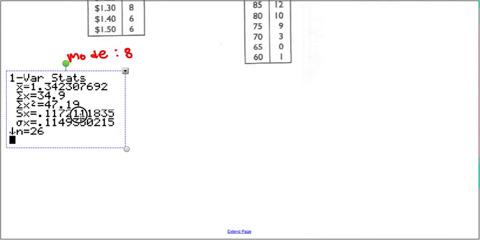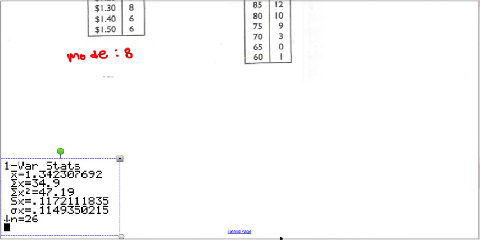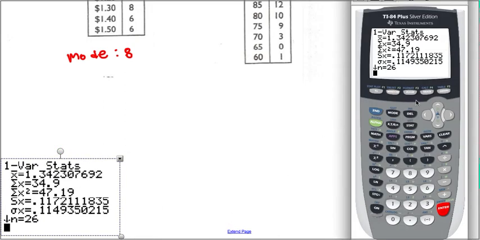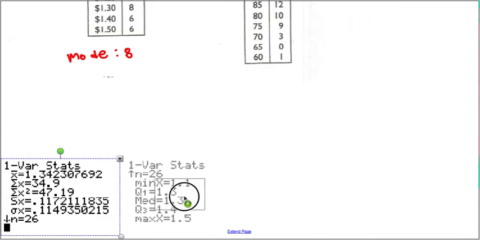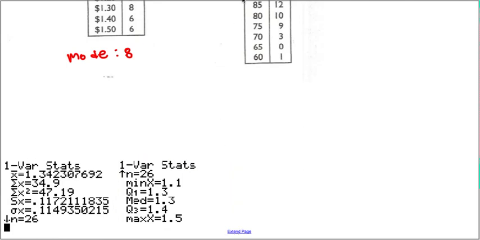And let me put these values over here, maybe. All right, so here we have the mean, 1.342, and the median is 1.3. All right, that's it.